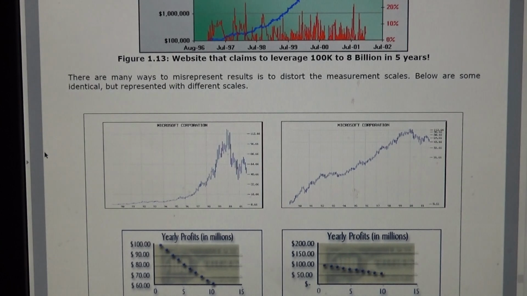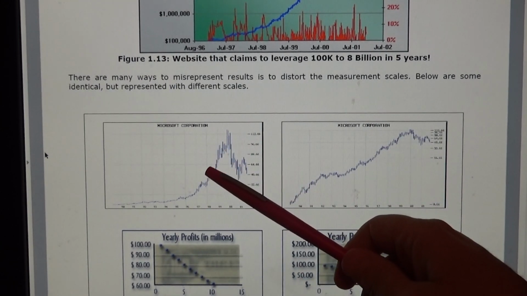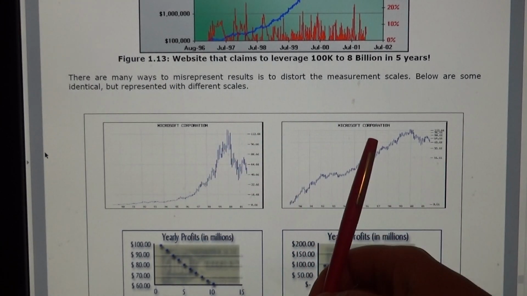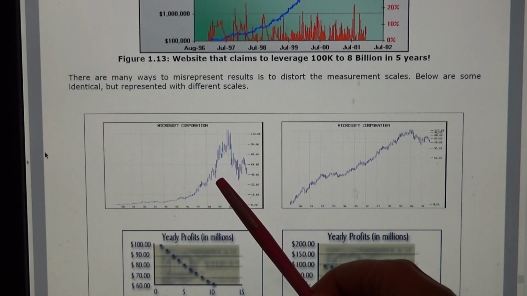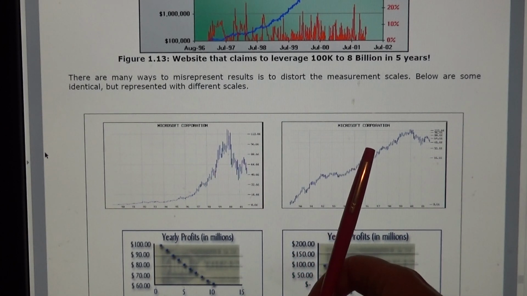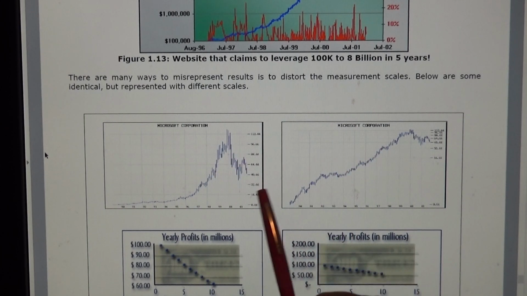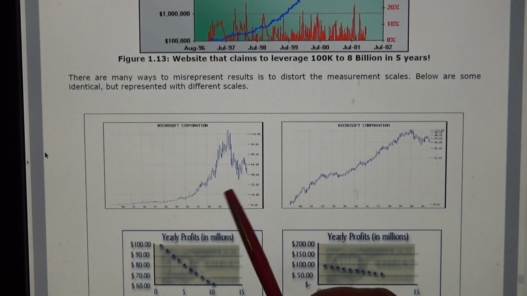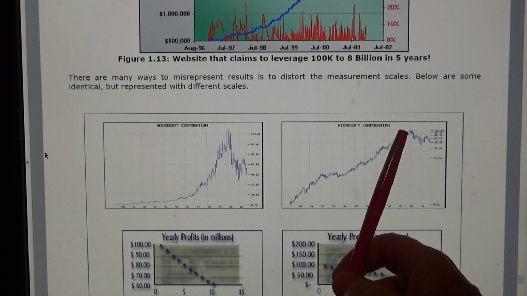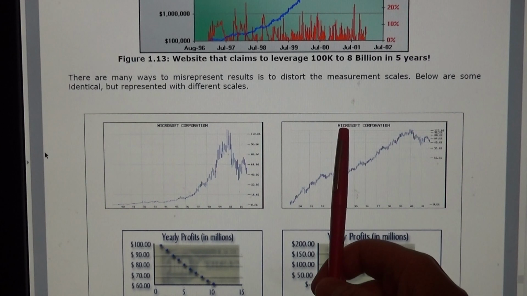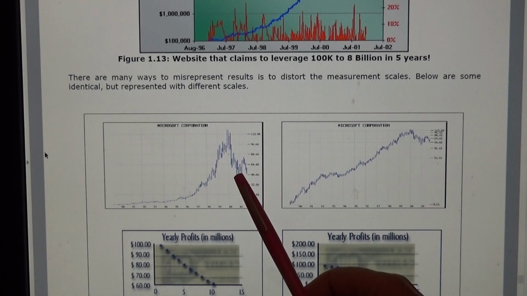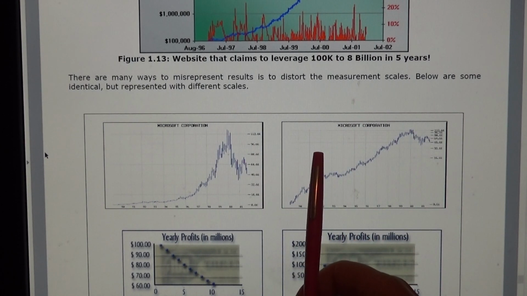Sometimes what happens, here's a graph for Microsoft, and another graph. This is a linear graph, this is a log graph, and this one, exact same data, looks a lot better, and so the way you represent the data can be deceptive also.